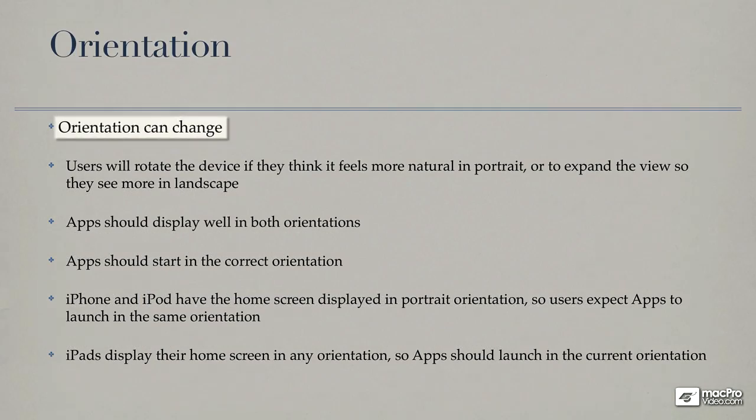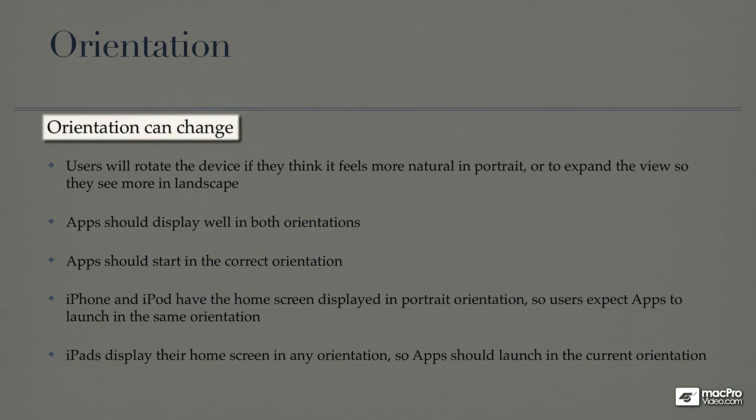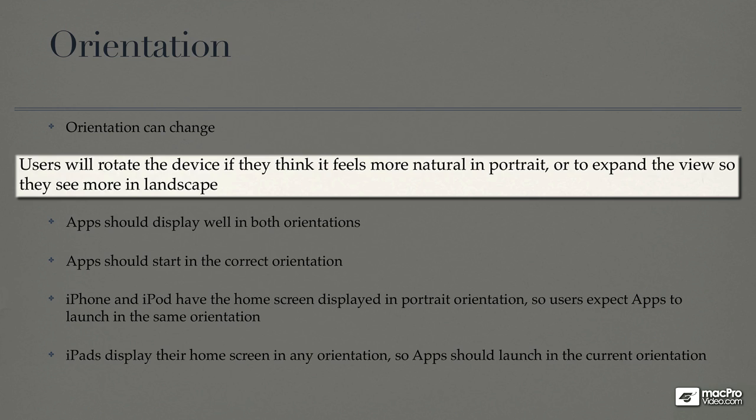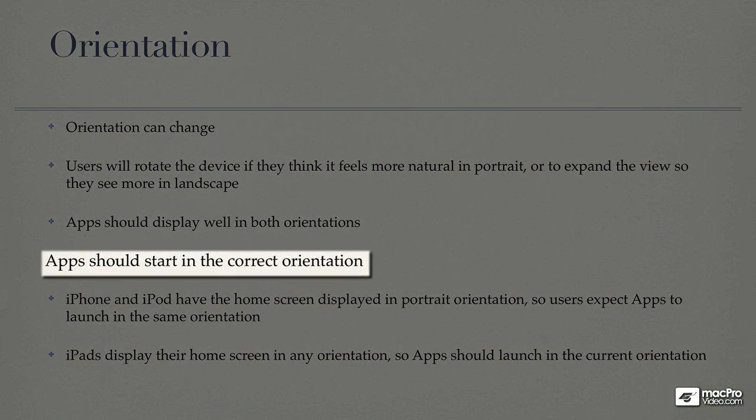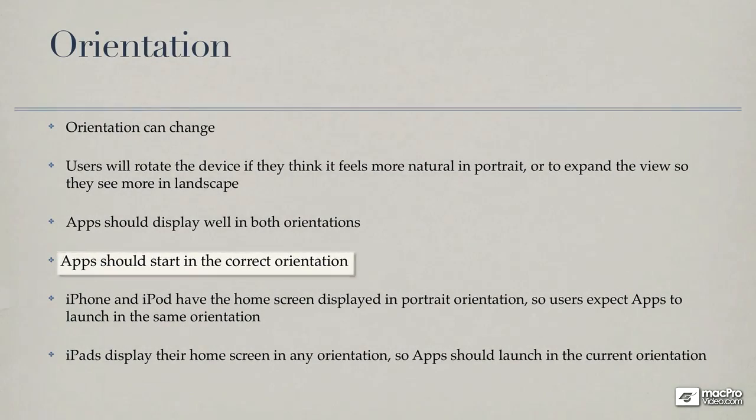Orientation. Orientation can change. It's kind of obvious. If you turn the device around, it has different dimensions now, different number of points across, different number of points up and down. And users will rotate the device whenever they feel it appropriate. If it feels more natural in a different orientation, they'll do so. Also, if they feel that they have more room to work with, to edit, they will do so as well. Your app should display well in both orientations. And it should also start in the correct orientation.